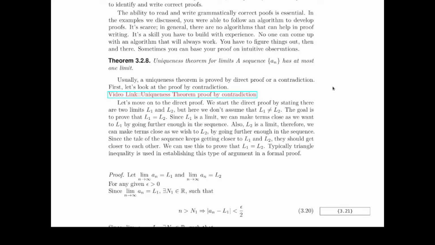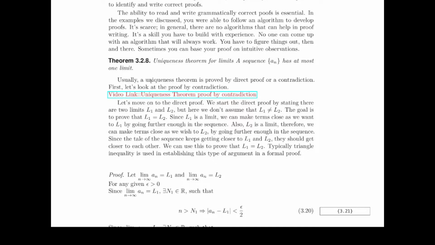Okay, let's look at the proof of the uniqueness theorem. You already saw one proof using contradiction. Now we are going to look at a direct proof, because there are things to learn from this one also.